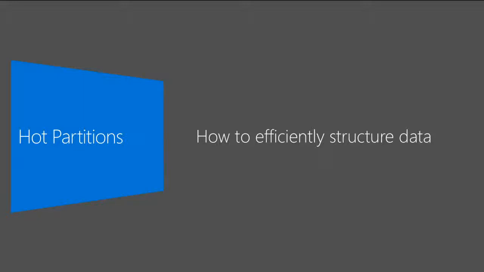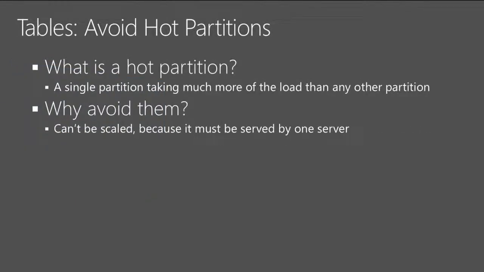Hot partitions, let's talk about these for a minute. What is a hot partition? A single partition taking much more load than any other partition in your data. This could be a single blob, a single queue, a single partition key in your table, a single file share. These you want to avoid. Why? As we talked about before, you necessarily limit the scale of that partition because we can't load balance it across servers. So you're going to get stuck by what one partition server can do and the partition scalability limit. So why do we want to avoid them? Can't scale.